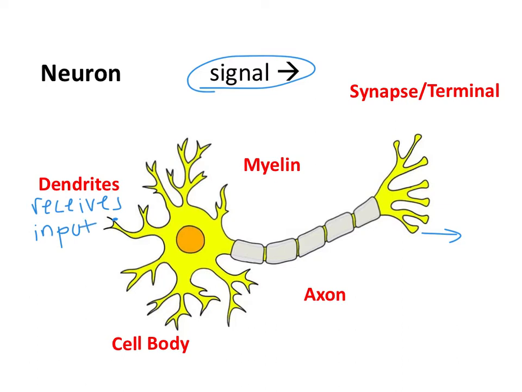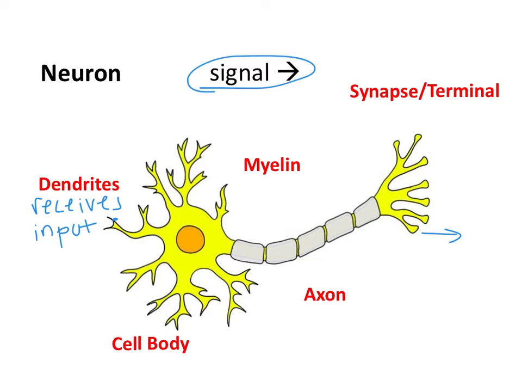That input could be a chemical, meaning it could be a molecule, or it could be a sensation, like something that you see, like a marker flying at your head. The input would be a sensory input. There's no molecule from the marker that's coming at you. It's just you would be able to respond and move to the side because of the sensory visual input. So the dendrite is what receives the input either from a sensation or from a chemical.